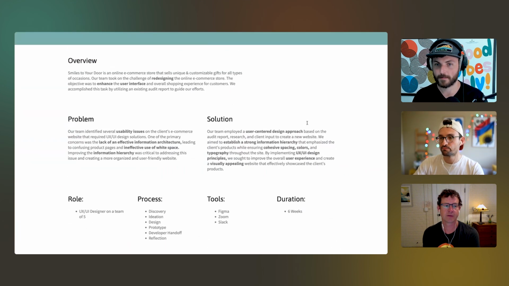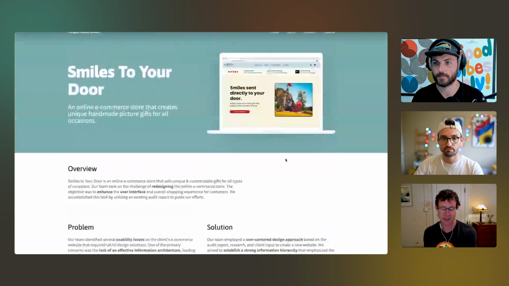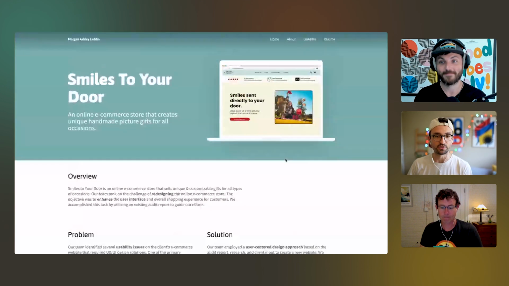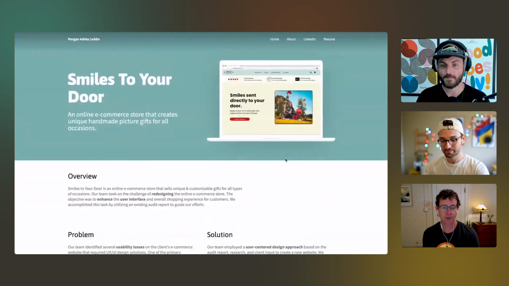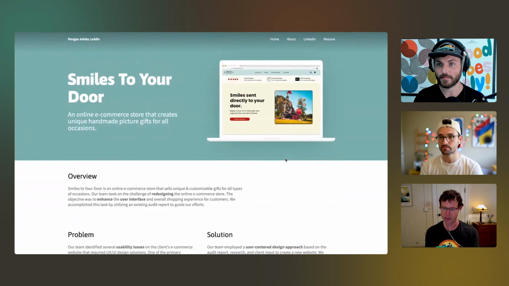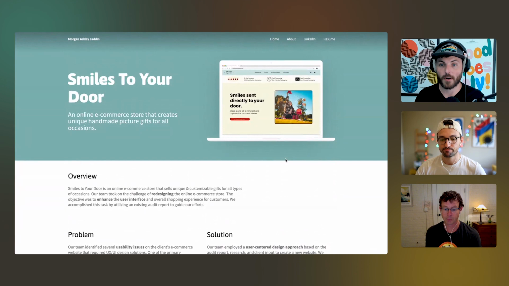If instead of the headline being smiles to your door, it's improving cart conversion by 17%, that's a huge deal. And we still don't know. This is not a very scannable case study, which is something else we should talk about. But I still don't know what the impact was. There's a bunch of vague terminology. It's a whole other topic, but I never found that. Yeah, which could be because I didn't read everything, which is a whole other thing.